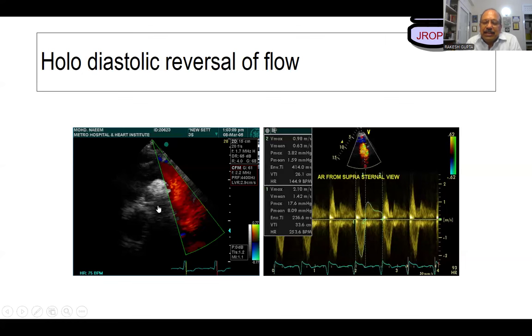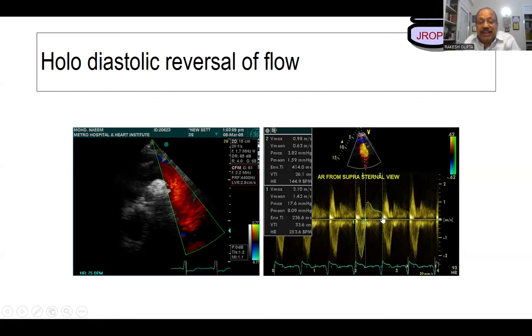Third is holodiastolic reversal of flow in descending aorta. What we do? Again, the ascending aorta, arch, descending aorta. Look, there is no turbulence out here. It's all red in color. So we put a sample volume in this descending aorta. So we get forward flow, and in severe AR we will get a reverse flow. You must have read, your bosses must have told you to hold your hand up to look for AR. What was that? Running of pulses.